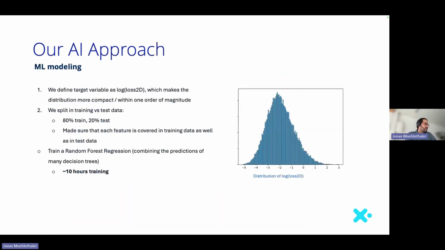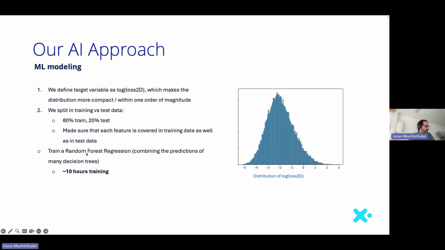We did a bit of post-processing, something like, for instance, we took the logarithm of the losses. Why we did this is that the losses are spread more in a normal distribution, but more importantly, we have losses from very low values to very high values, and we wanted to compress them to have not too high orders of magnitude difference between the losses. As I already mentioned, we had a training and test set, and we made sure that each feature is covered in training data as well as in test data.